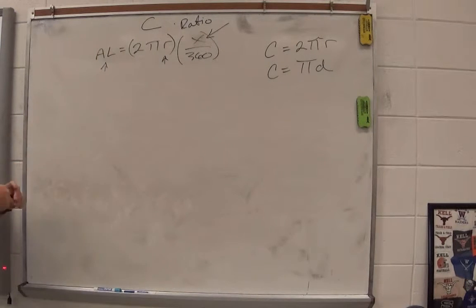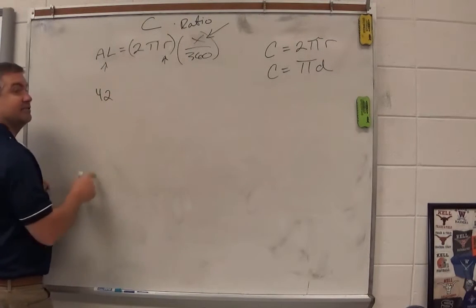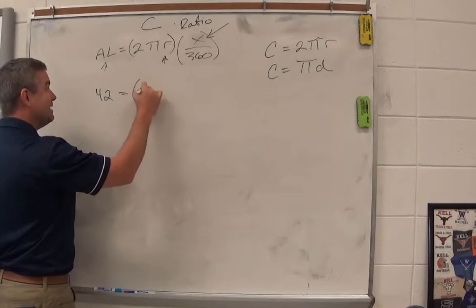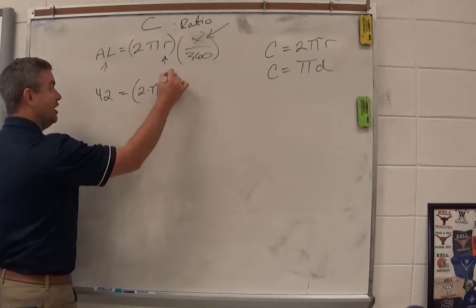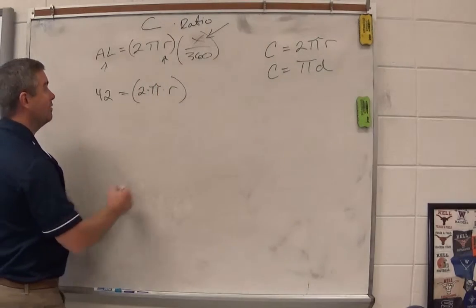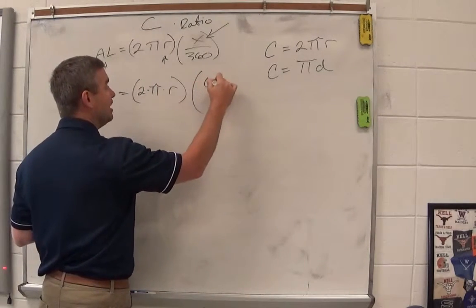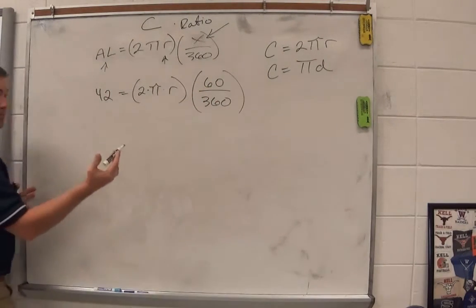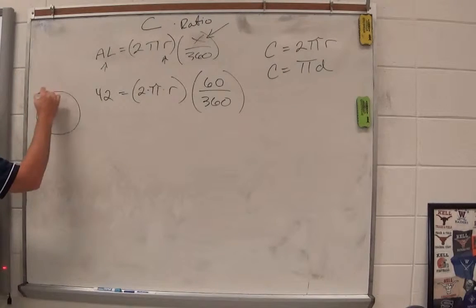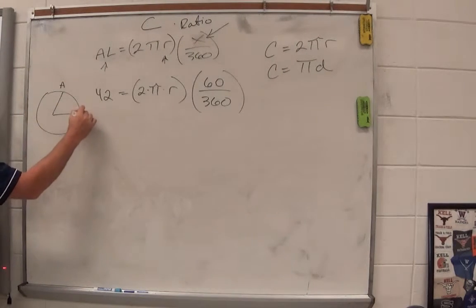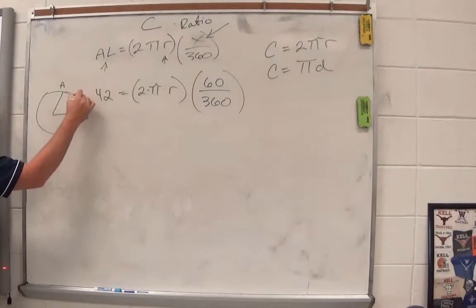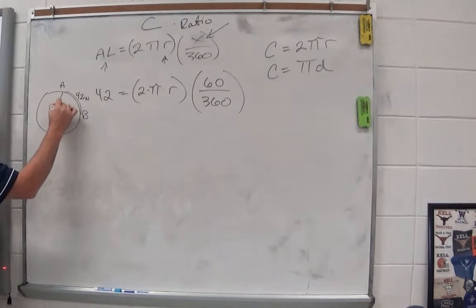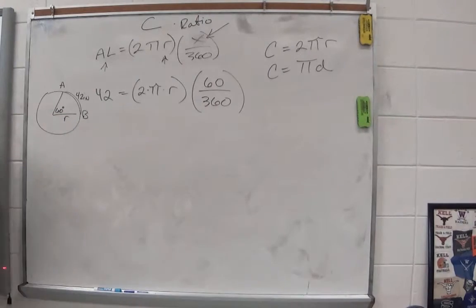So this time, I'm going to say that the arc length is 42. I'm going to tell you that the radius is unknown. And I'm going to tell you that the ratio is 60 over 360. For example, this is what that picture would look like. Here's AB. I tell you that this distance is 42, we'll say 42 inches. And I told you that this was 60 degrees, and I said find R.